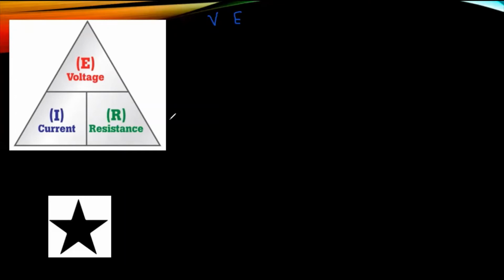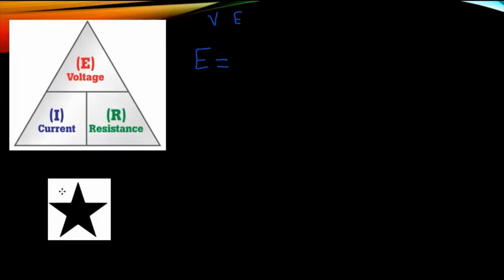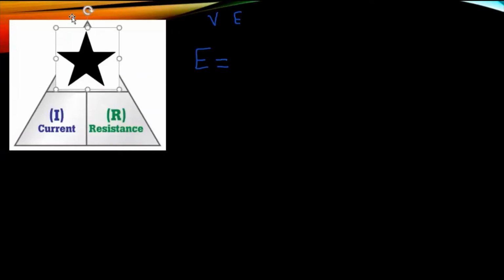So imagine in a circuit we are supposed to find the voltage, that is E here. To find that, what we have to do is place your finger over this. Just hide the part which we have to find. So what is rest? I and R. So we got the first formula, E is equal to IR, or we can say V is equal to IR.